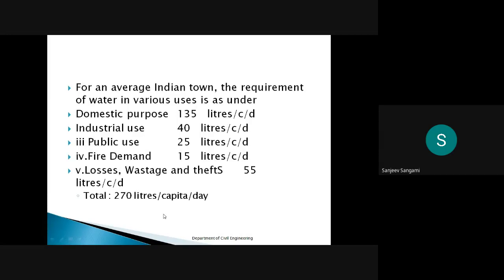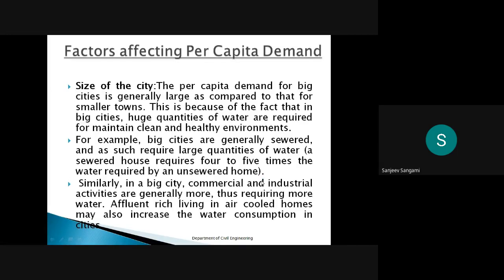And normally, for domestic purpose, we consider 135 liters per capita per day. For industrial purpose, that is 40 liters per capita per day. For public use, it is 25, and for fire demand, normally it is 55 liters per capita per day. And for the losses, we are considering 55 LPCD. That also we have discussed. Then the factors affecting the per capita demand, that also we have discussed.